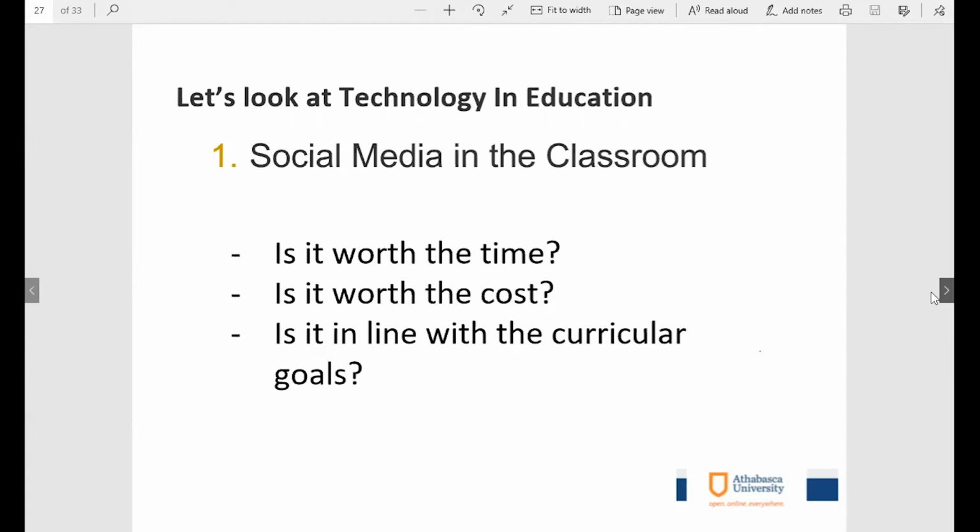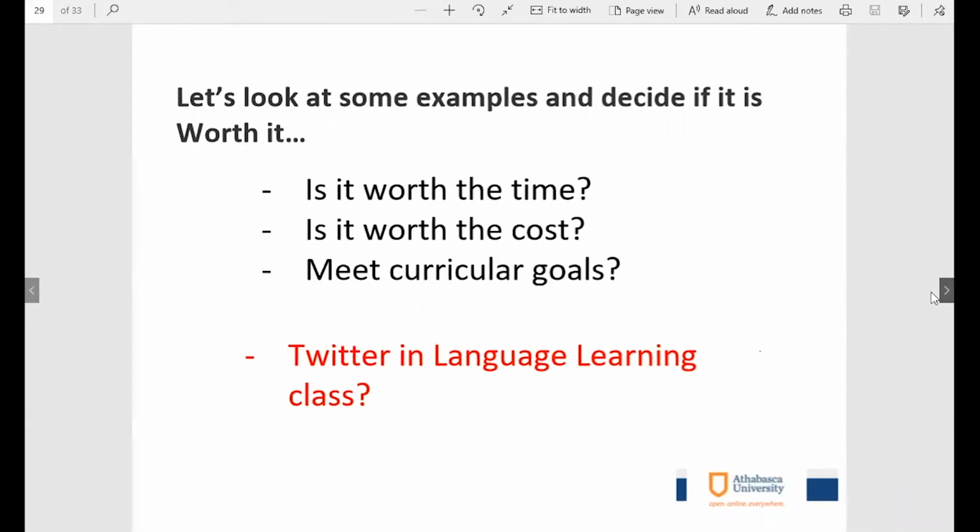Probably not. But if I'm trying to find out answers and have students do research, well, it probably might be worth it. Next slide. Oh, sorry, that's a duplicate slide, so skip one more. So let's now take a look at some examples and talk about if it's worth it.